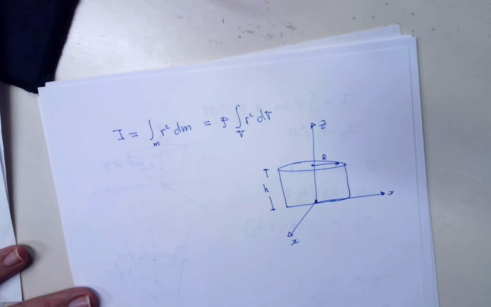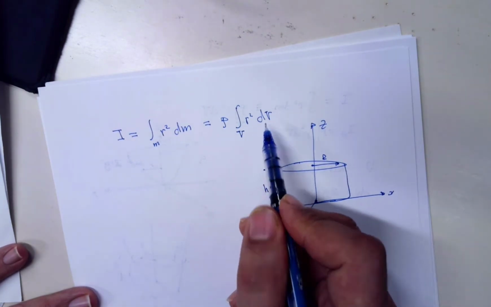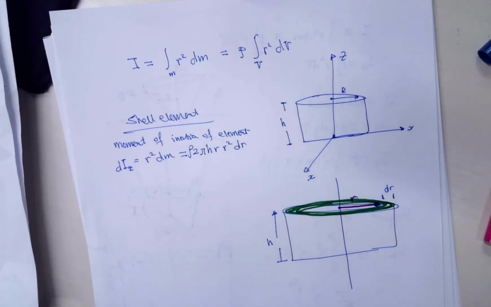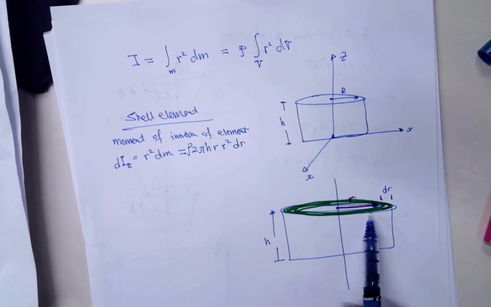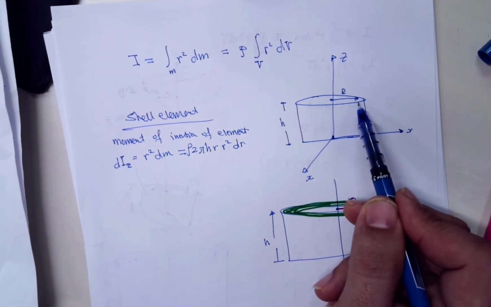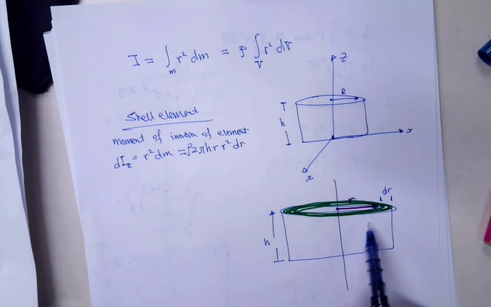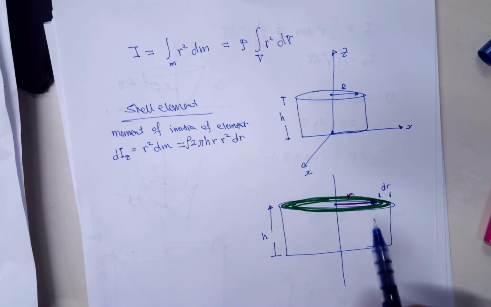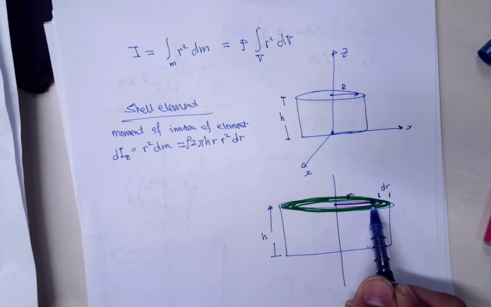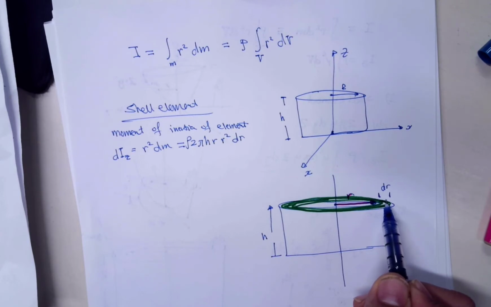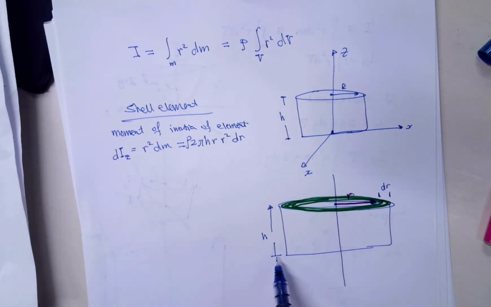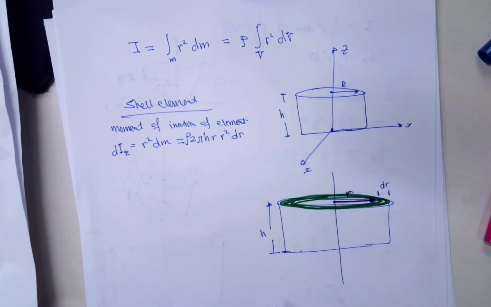Now, there are different methods to do that. We need to make sure that we understand what r squared dV means. Alright, let's take this shell element, which is part of this volume. I'm slicing this cylinder, which is a shell. The shell has an inner radius r and the wall has a thickness dr. The height is from the bottom to the top, which we know as h.